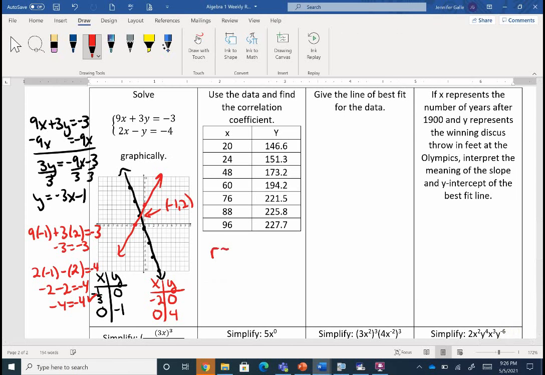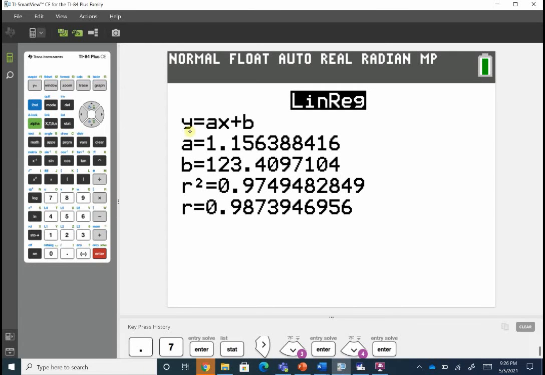So R is approximately 0.987. Then we're asked to give the line of best fit for the data. Those values are also on our calculator screen right now. We're going to have Y is approximately, and then we see up at the top of our screen we have Y equals AX plus B. That's the form for our linear regression equation.